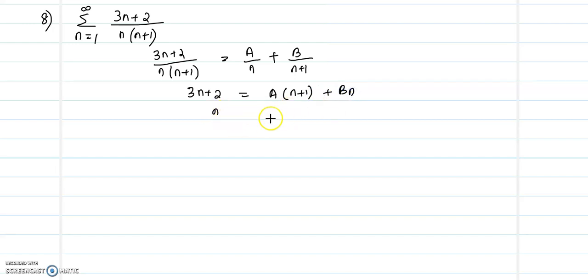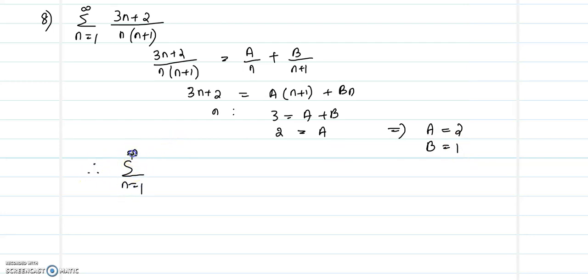So if we equate the coefficients, the coefficient of n will be 3 = a + b. Now the constant will be 2 = a. So we will get a = 2 and b will be 3 minus 2, which is equal to 1. So therefore summation n = 1 to infinity (3n+2)/(n(n+1)) will be equal to summation n = 1 to infinity 2/n + 1/(n+1).